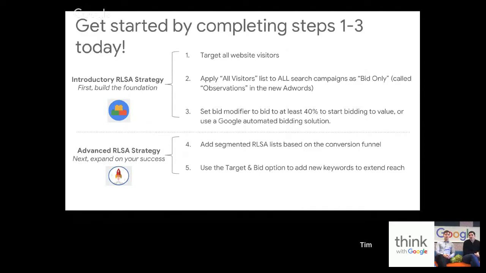So you can put that bid modifier to bid at least 40% to start bidding to value, which is the recommended bid we would suggest in order for it to have that impact straight off the bat, and you're able to see those results. The next step is having an advanced RLSA strategy, which is to add segmented RLSA lists based on the conversion funnel. If you're an e-commerce business, that funnel is going to be different to a lead generation business, and every type of business is unique, so lists can be created accordingly. And then the final step would be to use the target and bid option to add new keywords specifically for those people who are on those lists, to extend that reach and to really make sure that we're focusing on the people that matter.